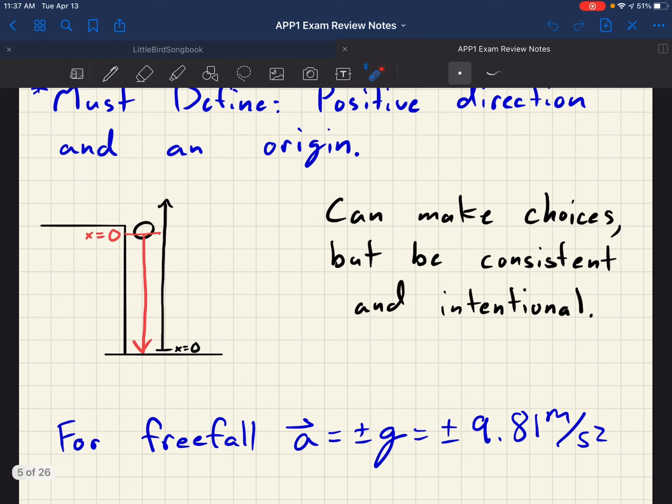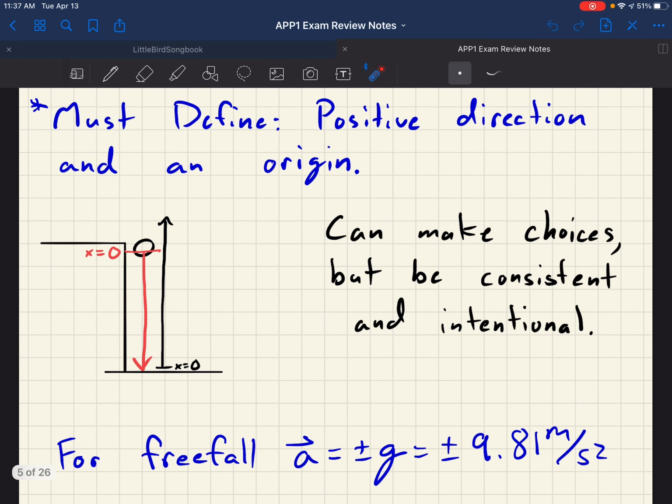Okay, so when you set up a kinematics question, basically you need to define which direction is positive and you need to choose where your origin is, right? So in the case of like a dropping ball, for example, you might choose to make the origin the starting place of the ball and call down the positive direction. And then you would want to plug in your quantities to the kinematics equations using that setup, right?